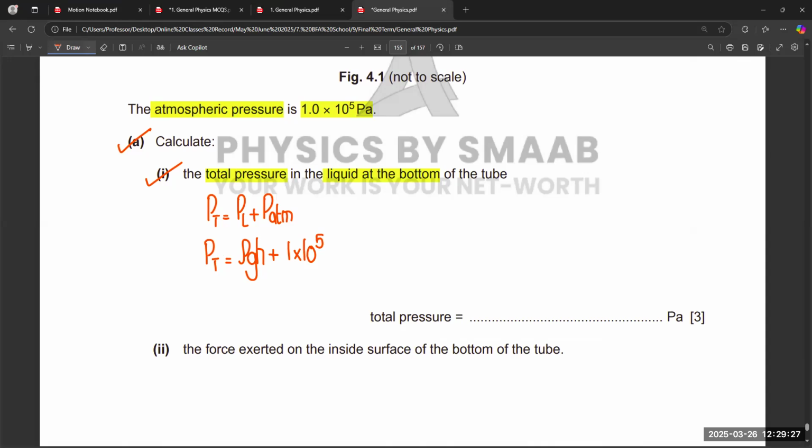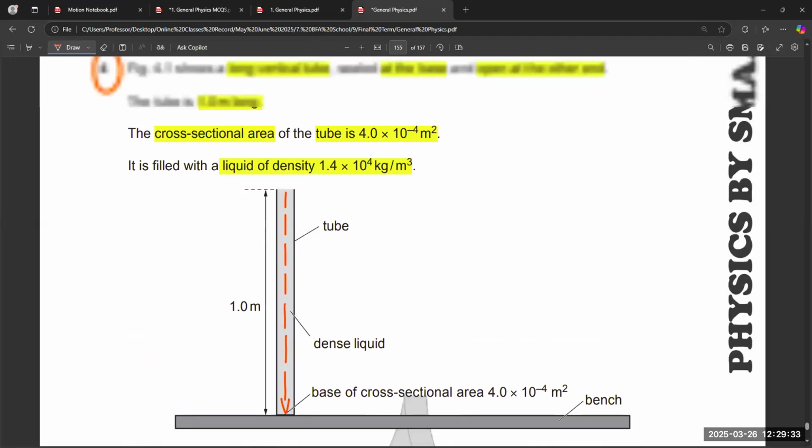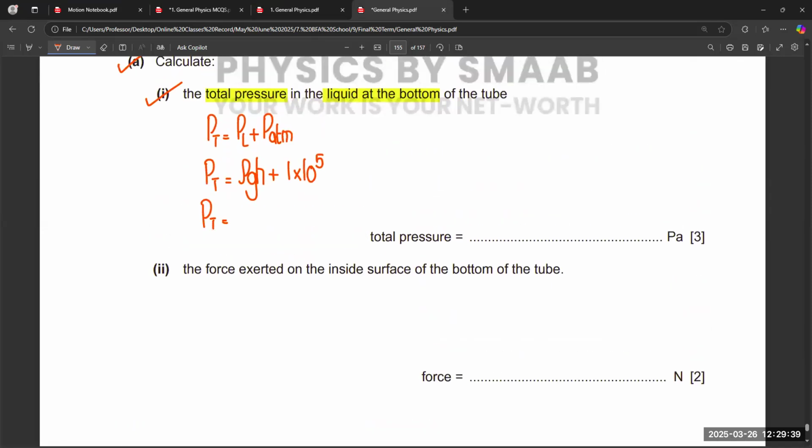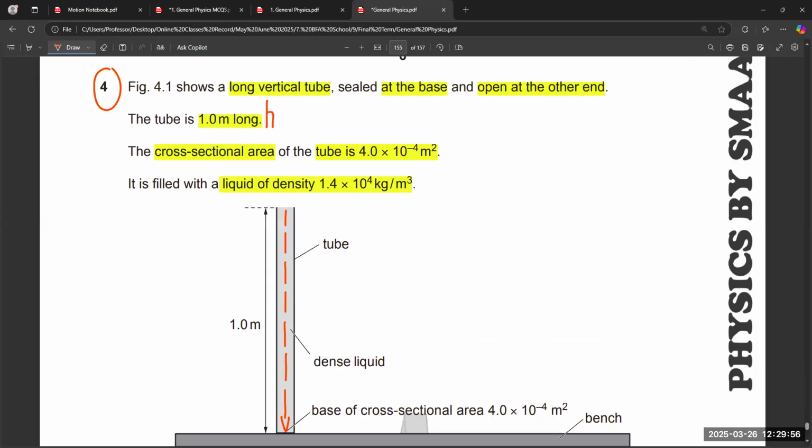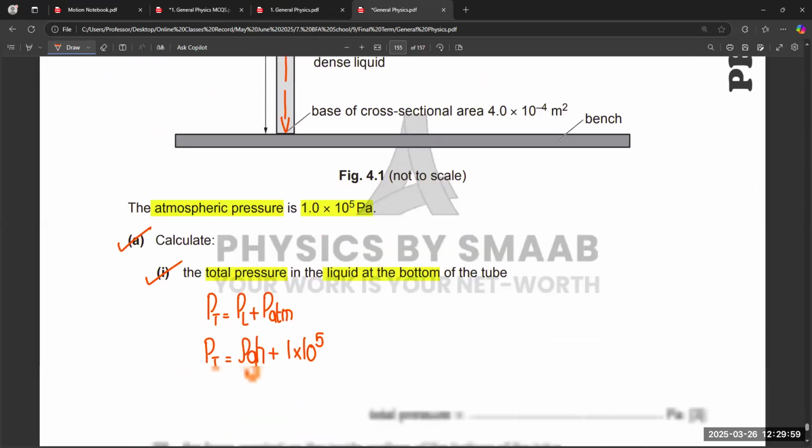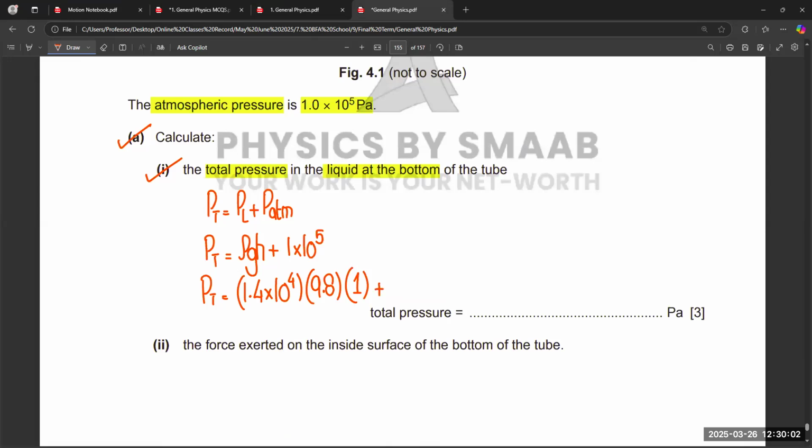So the pressure in liquid can be calculated with the help of the value of density, which is 1.4 times 10 to the power 4. The value of g is constant, 9.8, and the height of the tube is 1, as mentioned in the question, plus the value of atmospheric pressure.